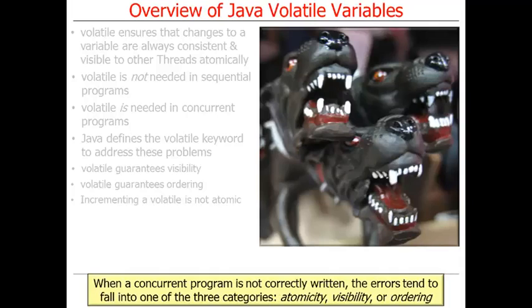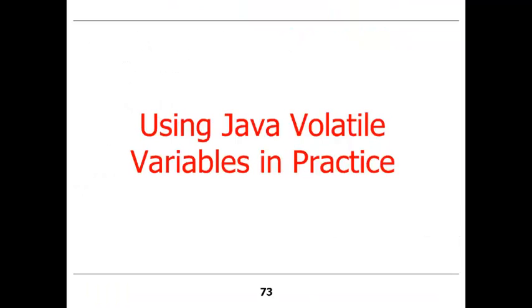If you don't write a concurrent program correctly, then the problems you have typically fall into one of three things: atomicity, visibility, or ordering at this low level of abstraction. When you're dealing with the low level of abstraction, there are typically three things that go wrong if you don't properly synchronize your code. There are also lots of other kinds of problems, but these are the three that happen at this low level.